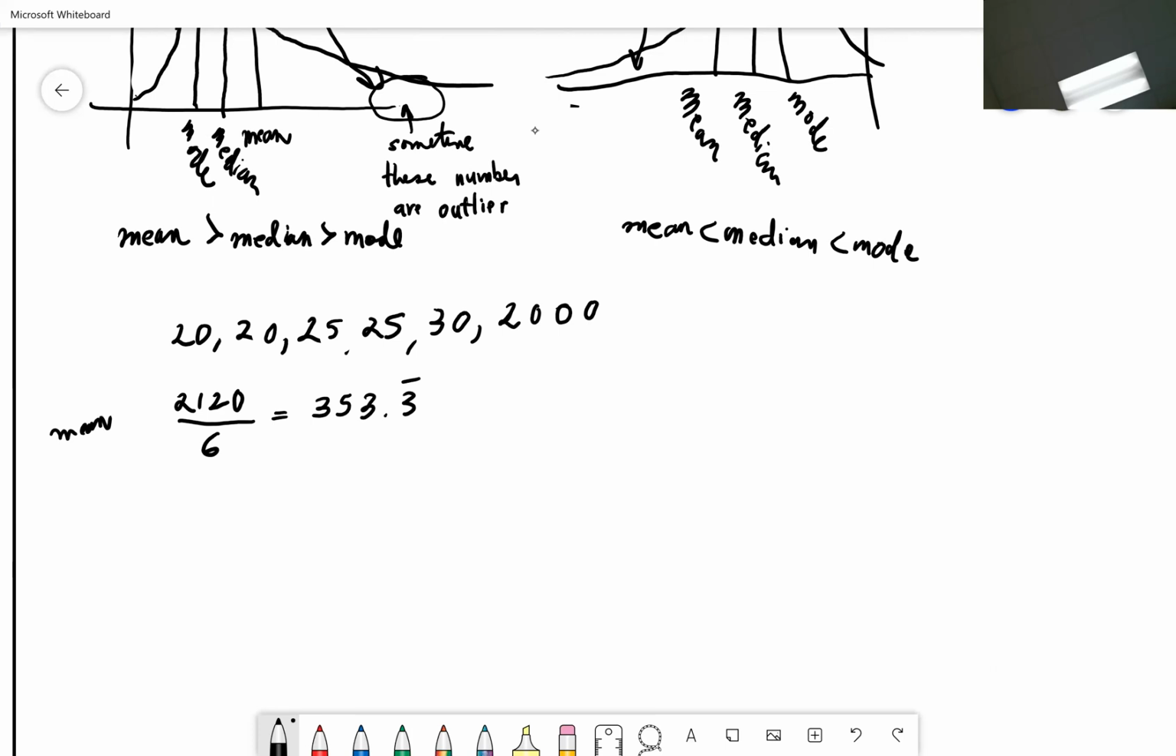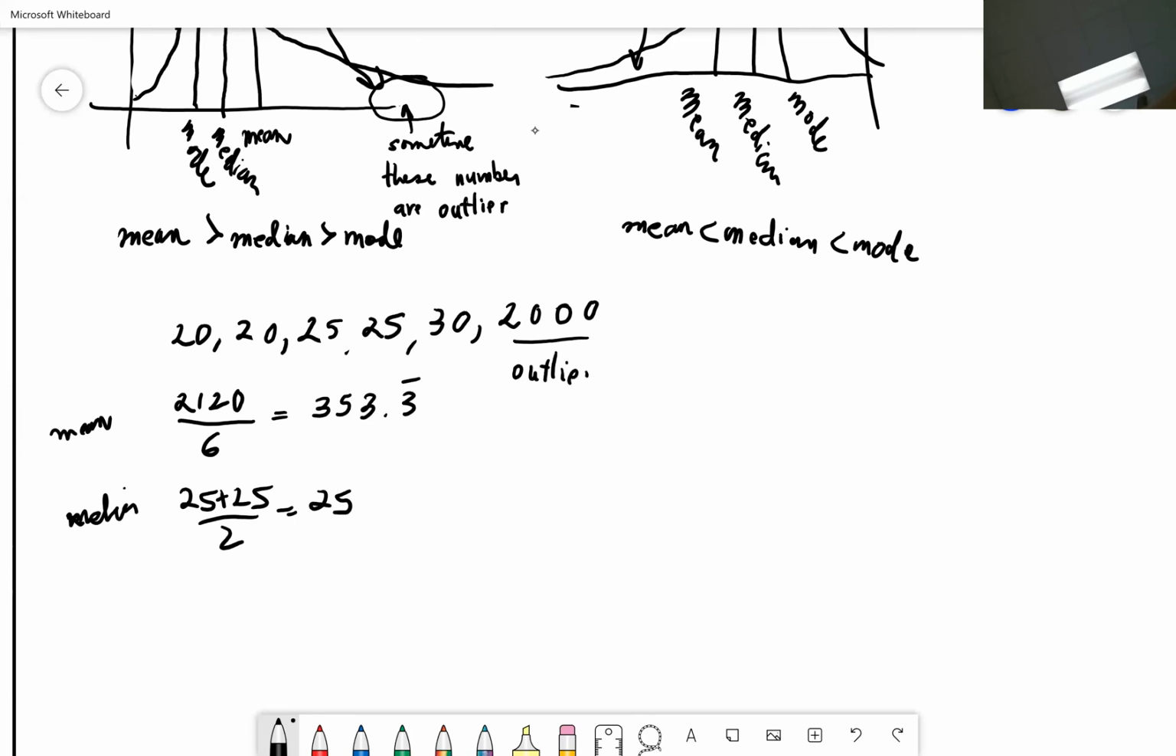You add 25 plus 25 and divide by 2. That comes out to 25. So what's a better representative of the average part-time salary for these kids, or whatever they make? Would it be the median or the mean? The median is a much better representative of the central tendency, because that 2,000 there is definitely an outlier.